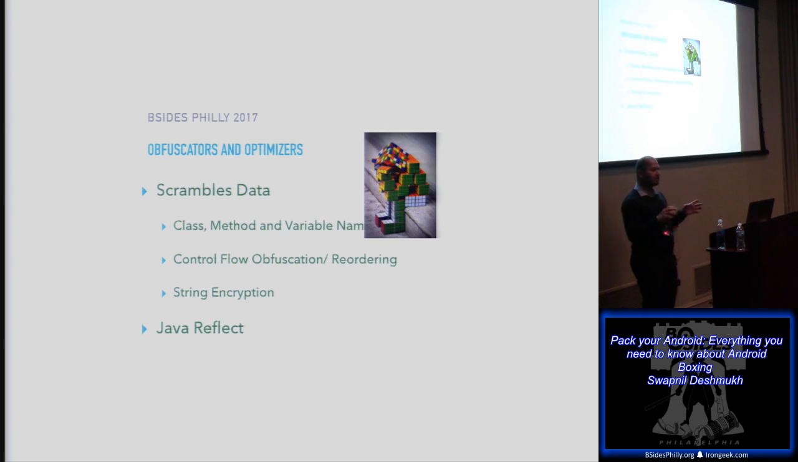So all said and done, there are a few hardening techniques that I've been talking about for a while. Obfuscator is one of them. This is one of the easiest ones to bypass at this point. Obfuscators will scramble your data, so your class names, method names, or variable names would be mangled in some form. A very good example in the case of Java, we have a package called com.BSidesPhilly 2017, for example. Then it will change that to com.a. So it makes it difficult for us to understand what exactly that obfuscation technique is doing.